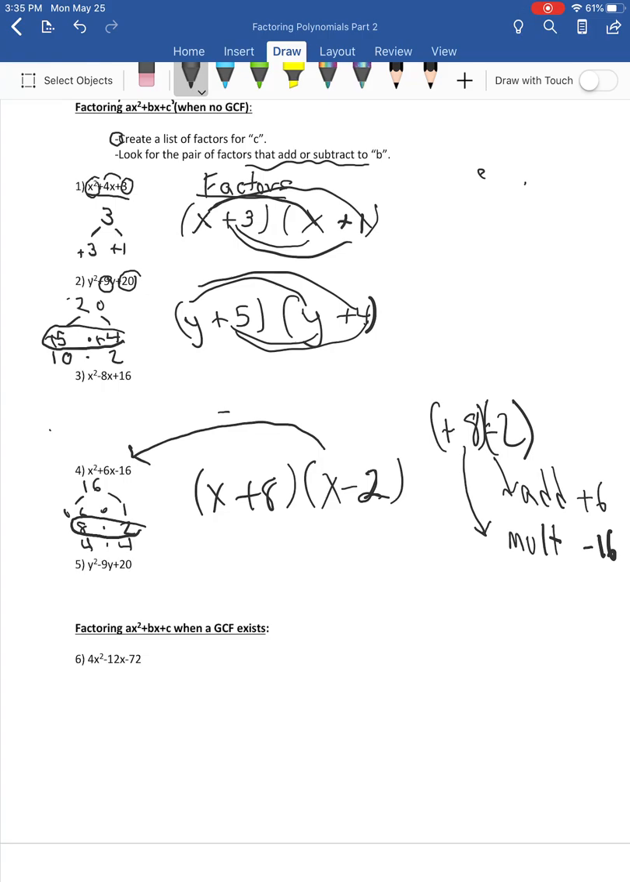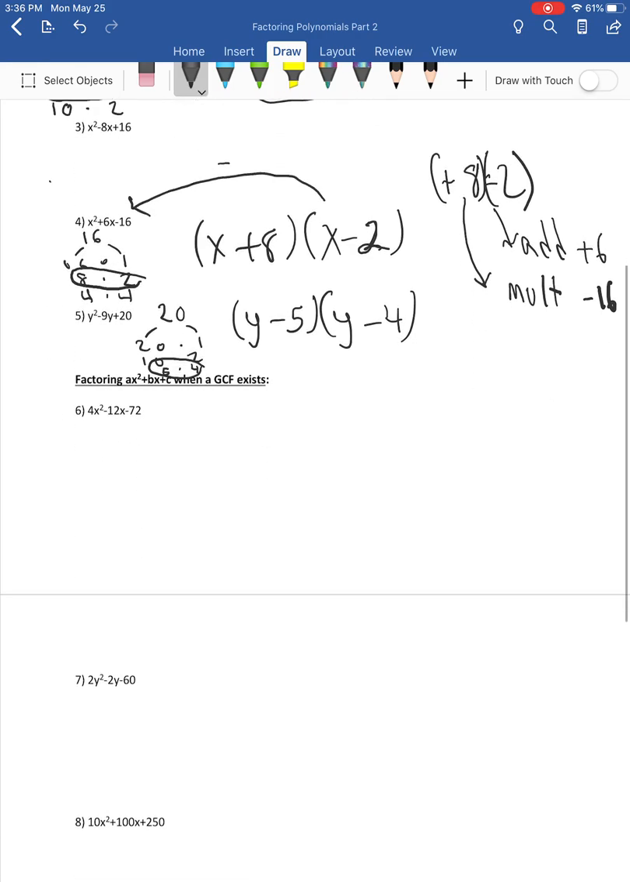All right, number 5, for 20 goes 20 times 1, 10 times 2, 5 times 4. So the pair we're going to need is the 5 and the 4, okay? And how do we make them add to negative 9 and multiply to positive 20? Well, they're both going to have to be negative, right? So y minus 5 times y minus 4.